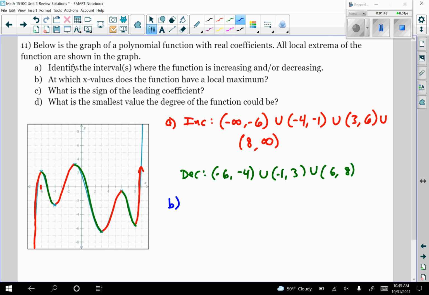Right, this video has solutions to problems 11 through 20. So let's take a look at number 11. Here we're given a graph of a polynomial function with real coefficients. All local extrema of the function are shown in the graph.